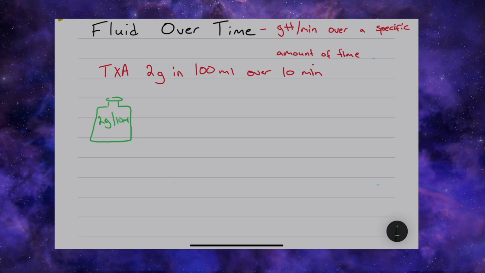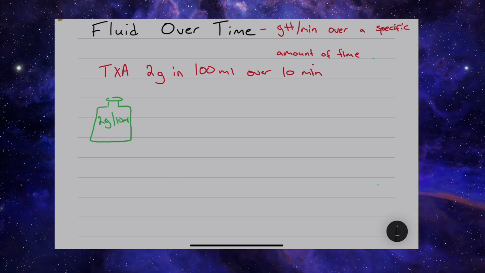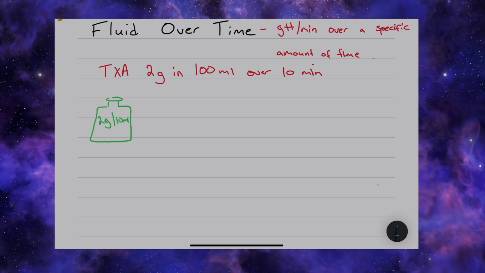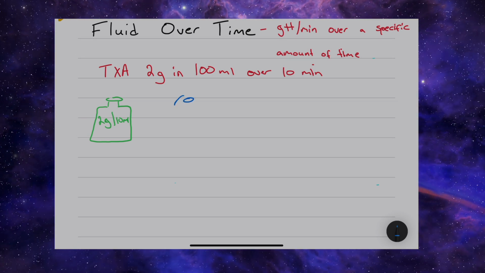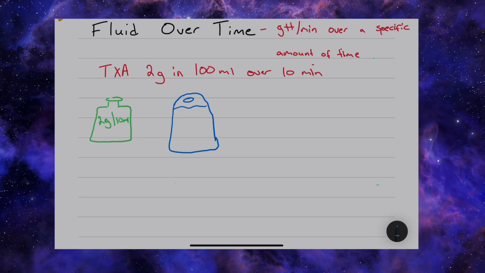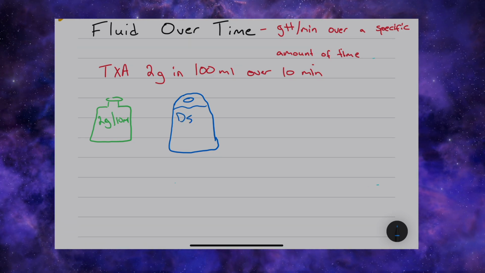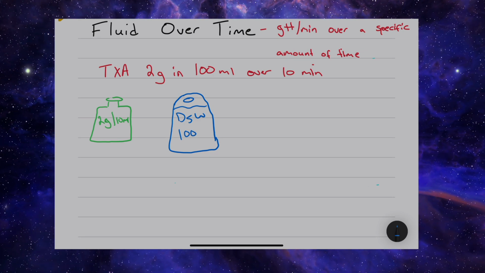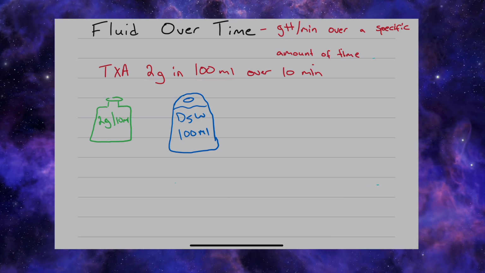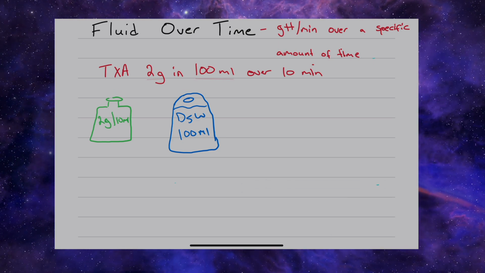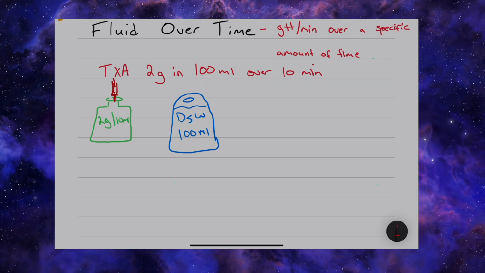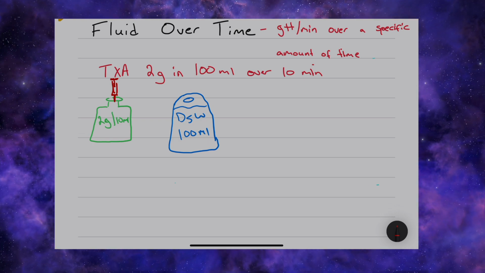Okay. And then to make the drug concentration, I also need to get a bag of IV fluid. Because my drug dose is 100 mLs, I'm going to grab a 100 milliliter bag of IV fluid. And typically that IV fluid that we mix with TXA is D5W, 100 milliliters. Okay, so I got my vial, I got my bag of fluid. Now I need to draw this TXA up out of the vial. So I'm going to attach my syringe and draw 10 mLs into that syringe.